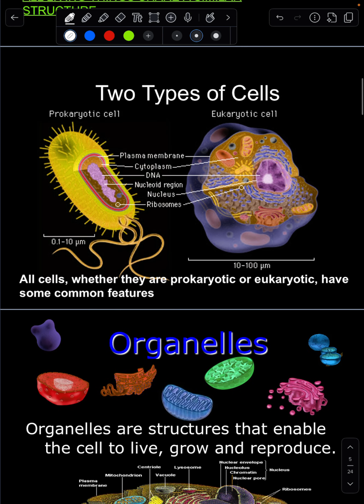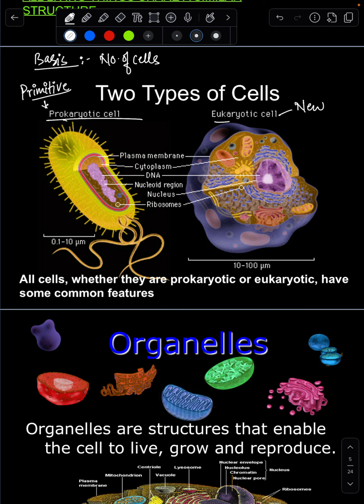After this, we will discuss the types of cells on the basis of number of cells and also their type. Pro means primitive kind of cell, the first ancient cells that were observed. Eukaryotic means new cell, eu means new. The differences were made on the basis of the organelles and whether they have common features or not. So all cells, whether they are prokaryotic, the old type, or new eukaryotic cells, have some common features.